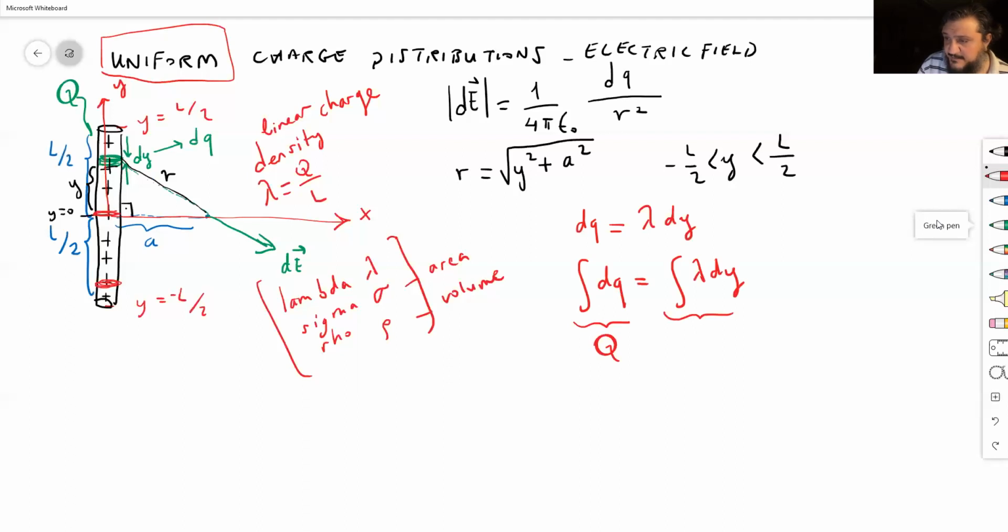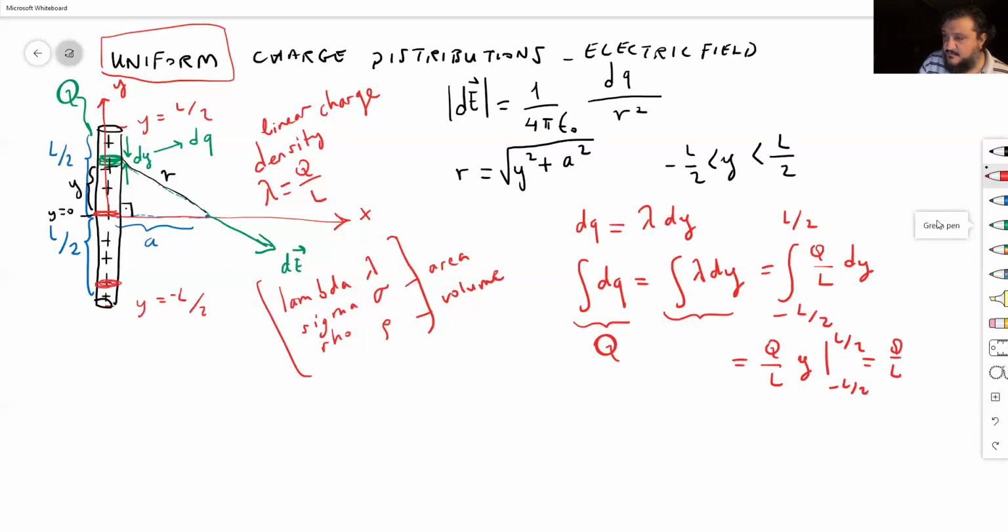And here, let's do the integral. So you have lambda, which is Q over L, times dy, but y changes from negative L over 2 to positive L over 2. So if you evaluate this integral, Q and L are constants, you have the integral of 1, which gives you y from negative L over 2 to positive L over 2. That gives you Q over L times L, which is Q. That's what you expected, right? Okay, so that's the idea. That's how you find dq.